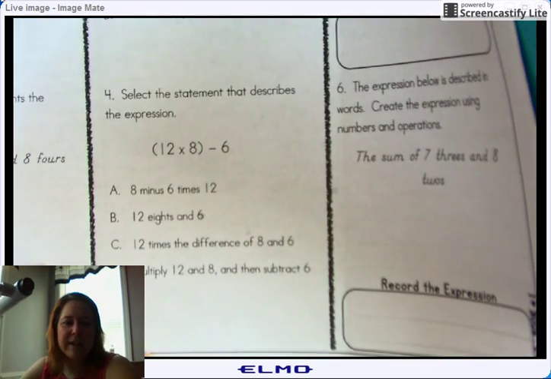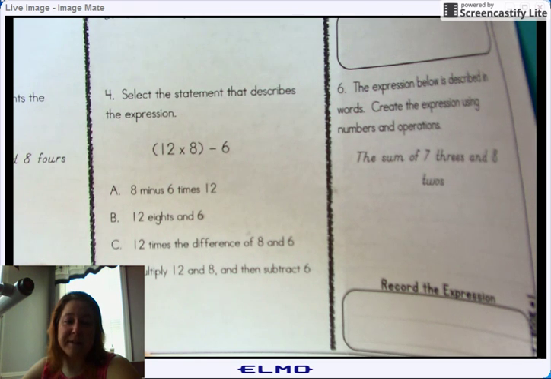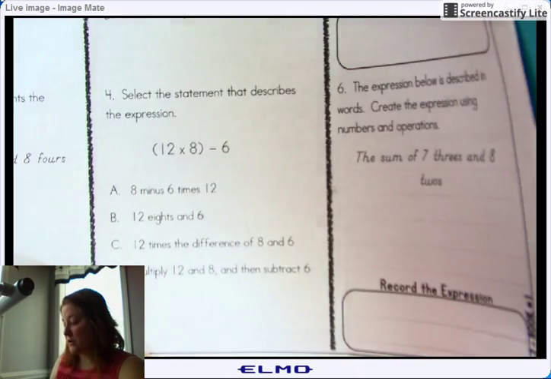Question number 4. Select the statement that best describes 12 times 8 in parentheses minus 6. So take a moment and choose the correct answer. This one was actually easy.